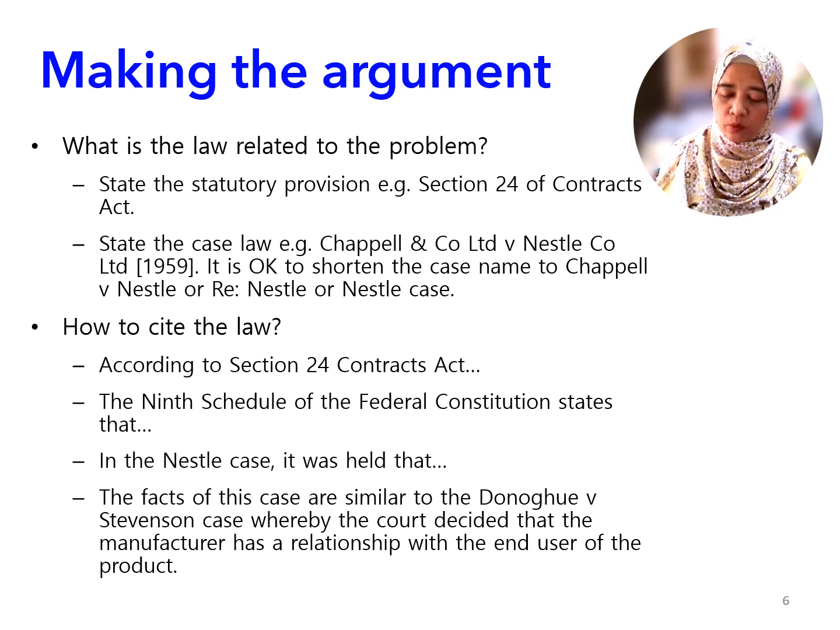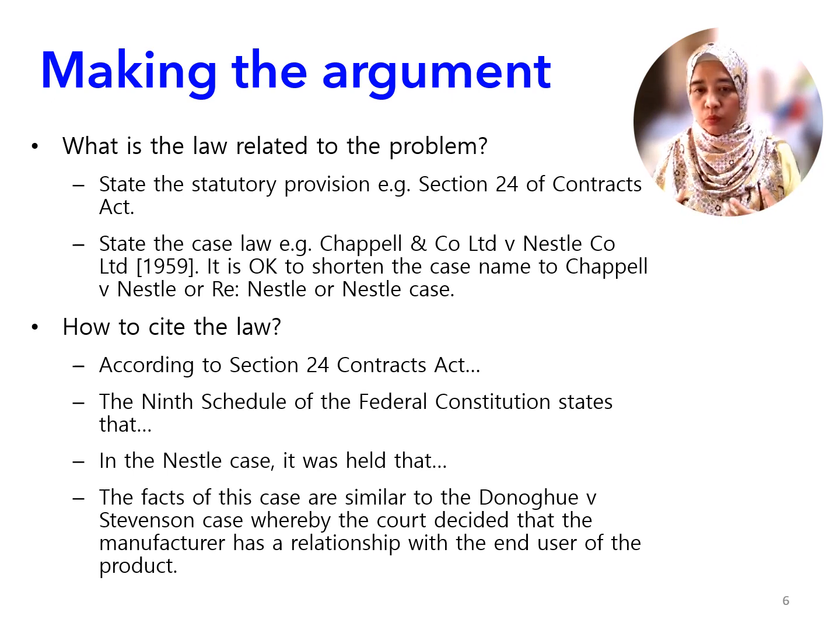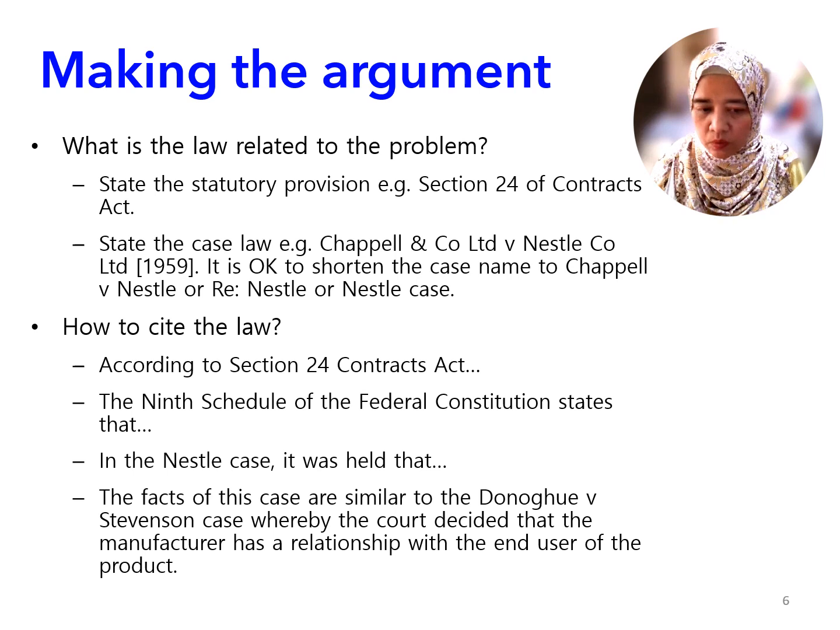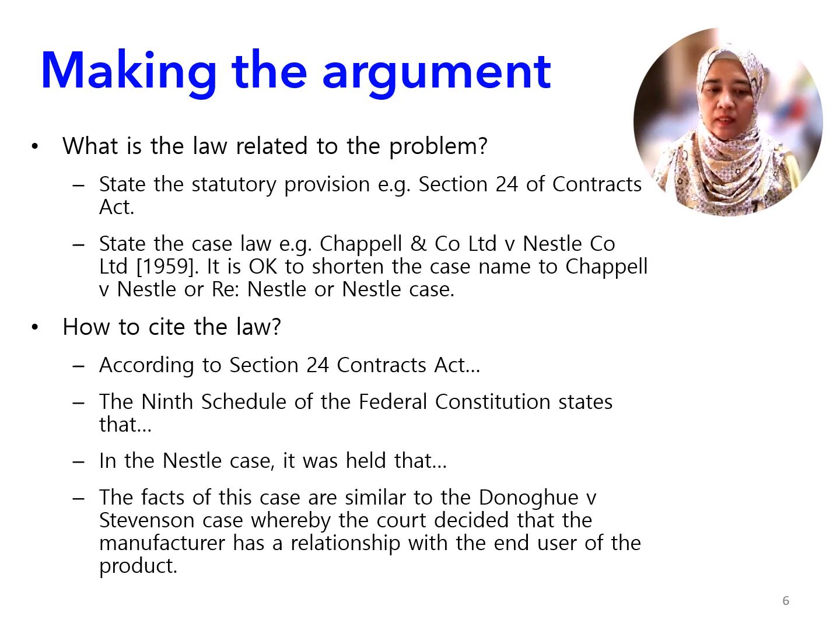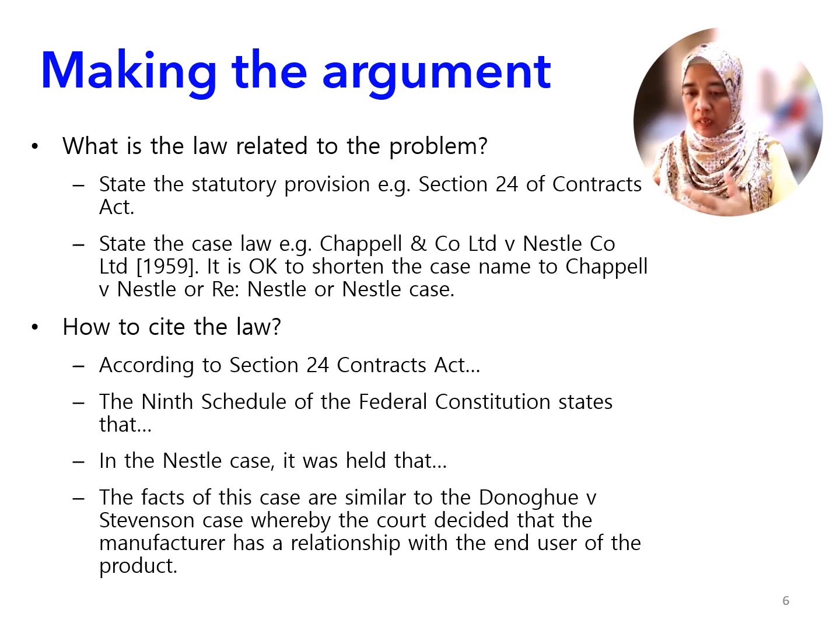Or you can also write a longer sentence in the facts of this case to link your current case with the case law that you are using. The facts of this case are similar to the Donoghue v Stevenson case, whereby the court decided that the manufacturer has a relationship with the end user of the product. So that means you are applying the facts in the case law to your current situation.